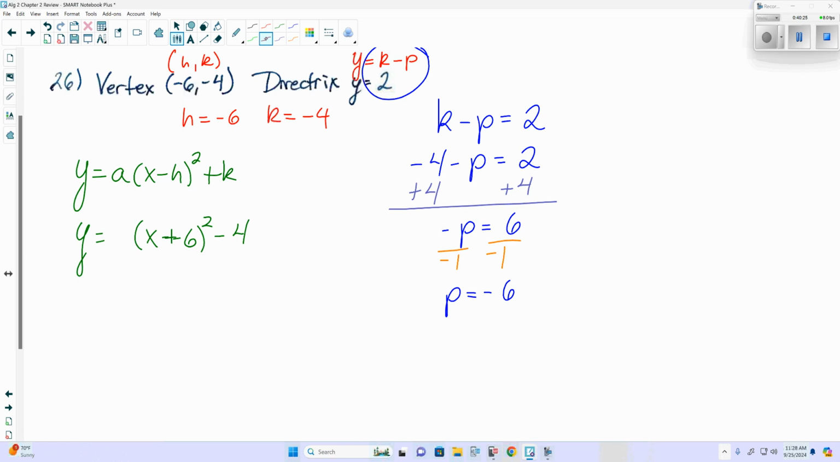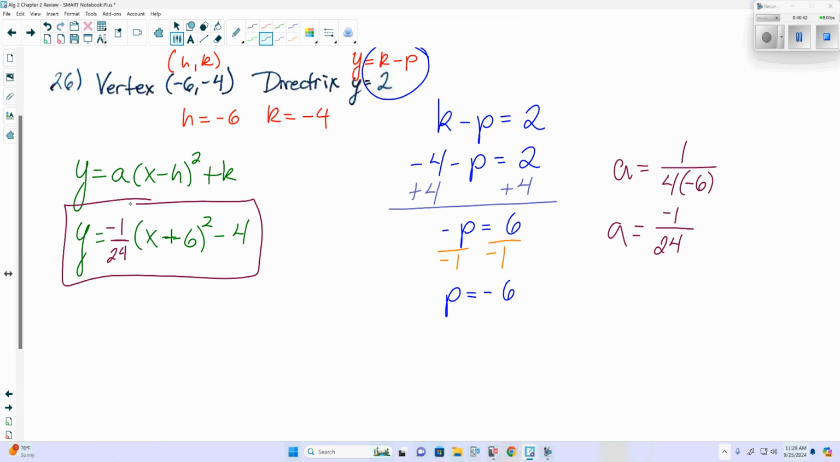Now we need to find a. Well, a is equal to 1 over 4p, telling us a is negative 1 over 24. A does not have to be a fraction. A could be a whole number. Just plug it in, and whatever number you get, plug it in for a. I would not focus too much on what it looks like. That's the value of a. Questions on 26?